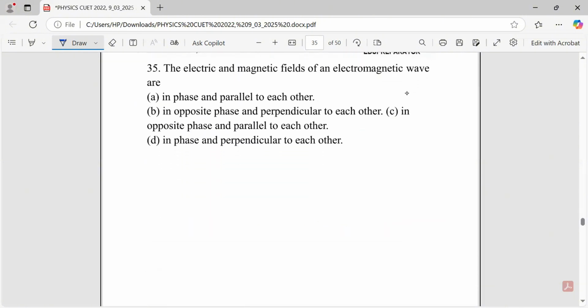Let us move to question number 35, a statement based question. We know that in case of electromagnetic waves, electric and magnetic field are in phase, but they are perpendicular to each other.